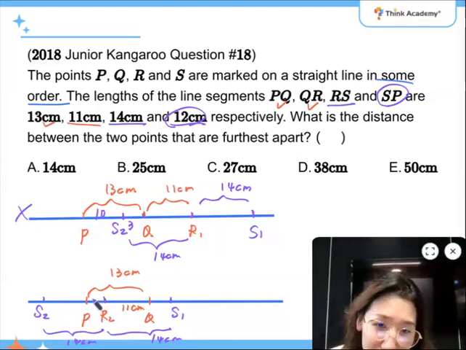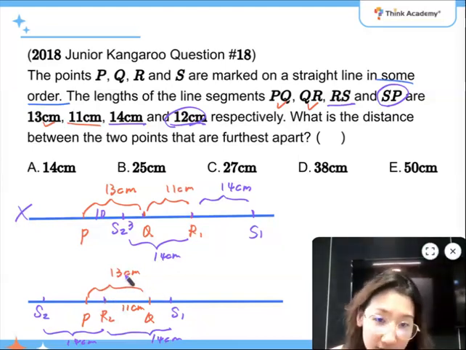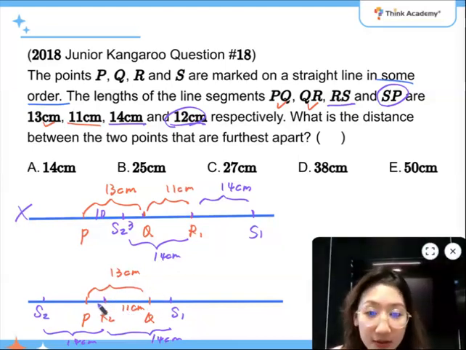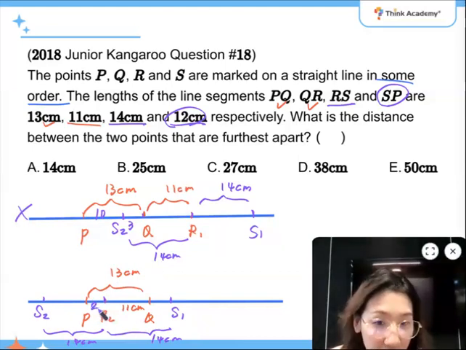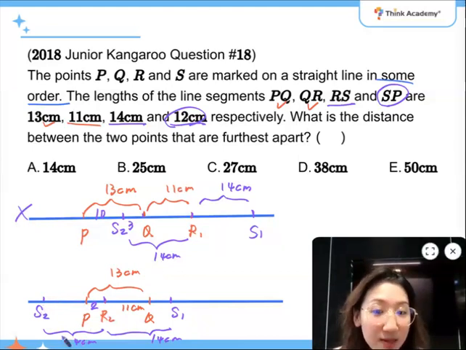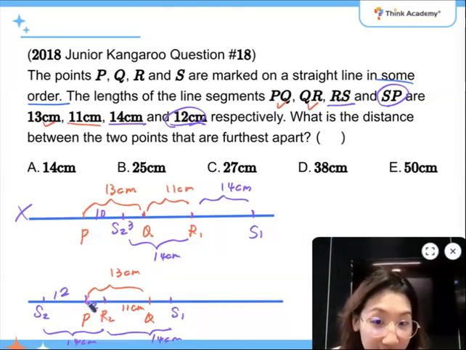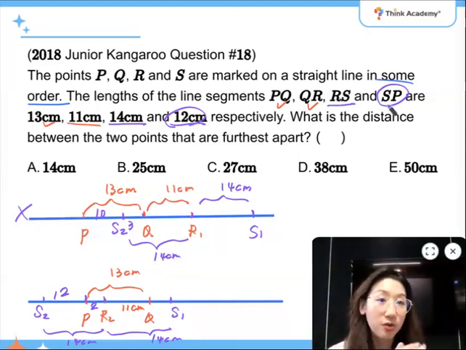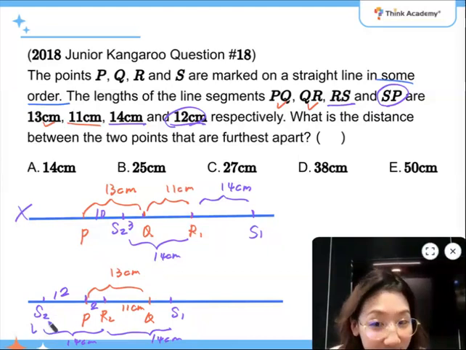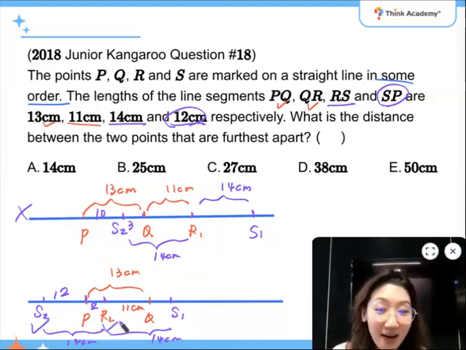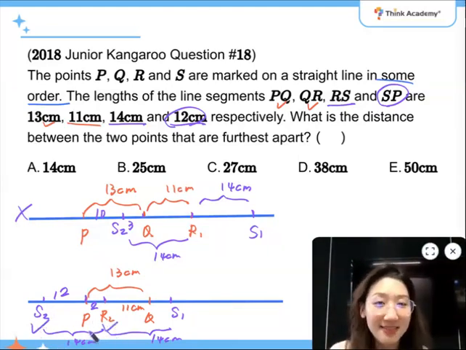So here we know this PQ is 13, RQ is 11, that means PR is 2. If PR is 2, SR is 14, that means SP is 14, take away 2, that is 12. And that perfectly satisfies our condition where SP is 12 centimeter. So that means this S2 and this R2 is a position that works.